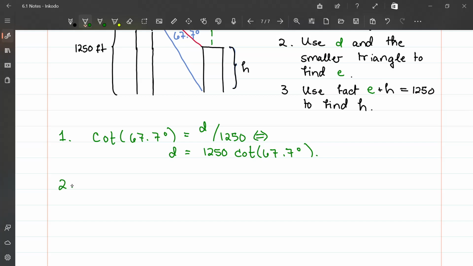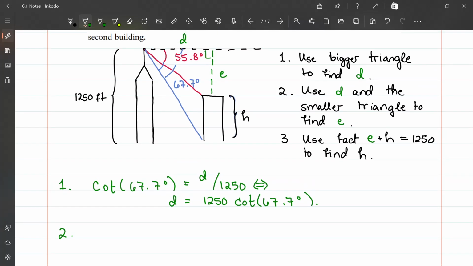Step two. Now that I know what D is, I can figure out what E is. I'm working in the smaller triangle, the one that has 55.8 degrees at this corner. E is the side opposite, D is the side close by, the adjacent side. Since I want to figure out what E is, and I want to relate the angle and these two sides together, this time I think it makes sense to use tangent. Tangent says that if I take tangent of this angle here, I should get opposite over adjacent.